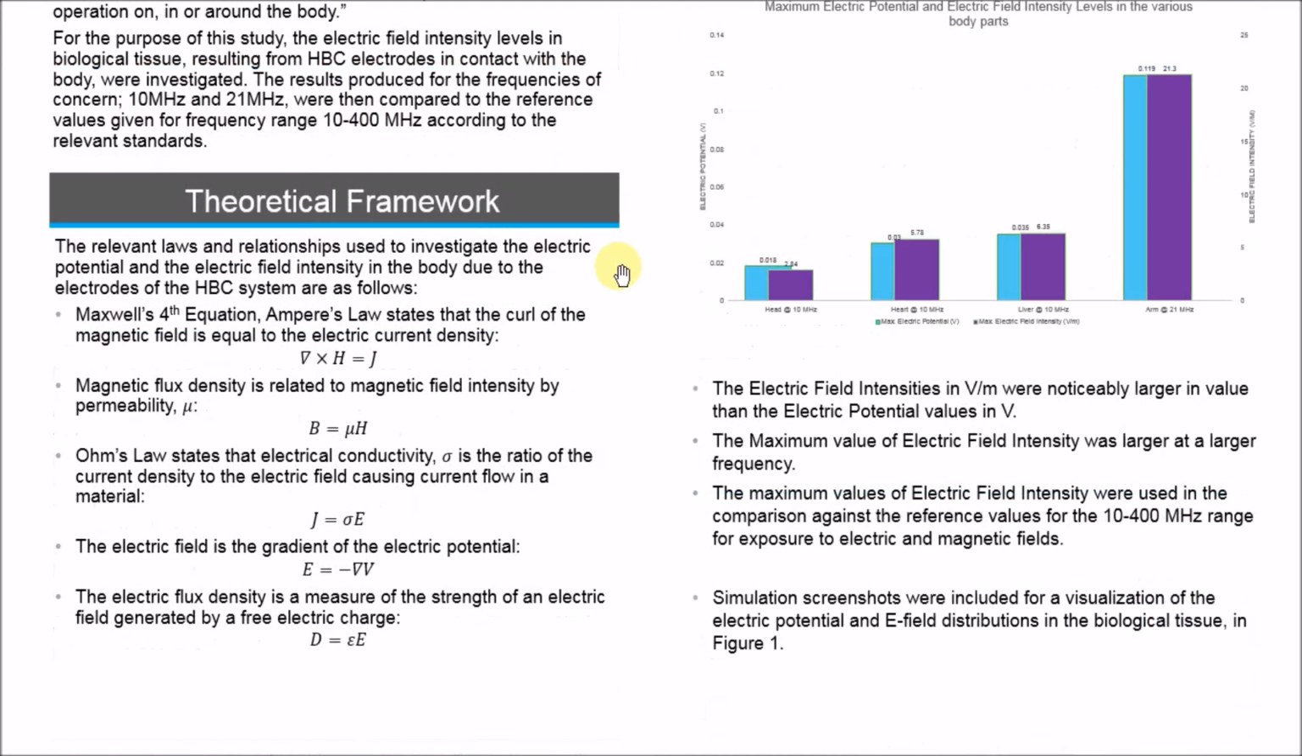posed. The analysis of the electric potential and electric field intensity in the body is facilitated by the following. Firstly, Maxwell's fourth equation, Ampere's law, states that the curl of the magnetic field H is equal to the electric current density J. Secondly, magnetic flux density B is related to magnetic field intensity H by permeability mu. Thirdly, Ohm's law states that the electrical conductivity sigma is the ratio of the current density J to the electric field E causing the current to flow in a material. Electric field E is a gradient of the electric potential. The electric flux density D is a measure of the electric field strength generated by a free electric charge.